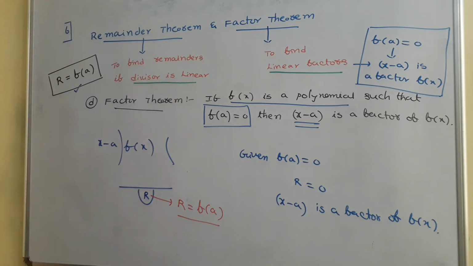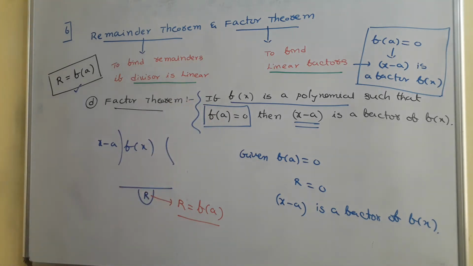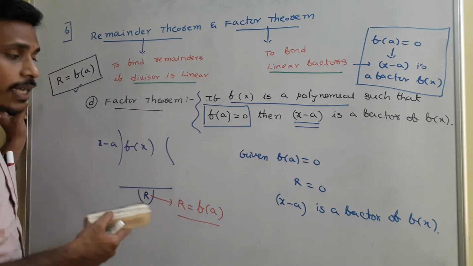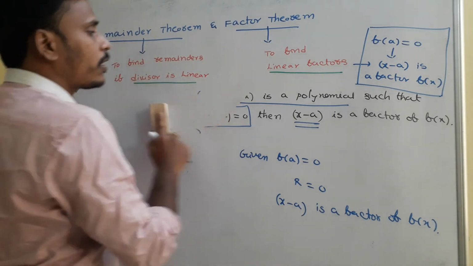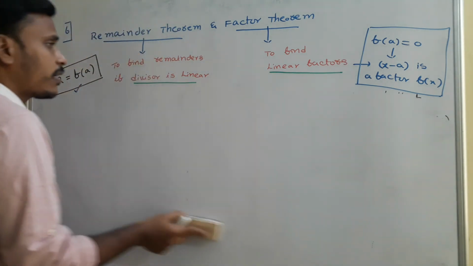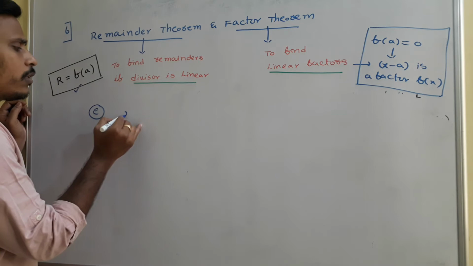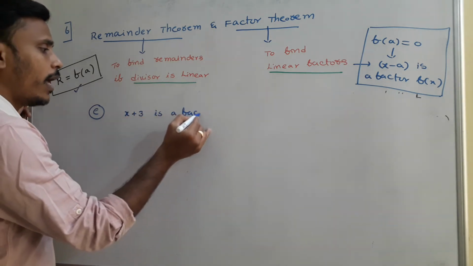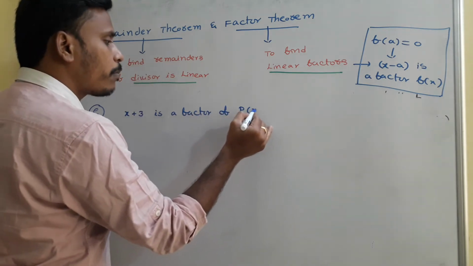So I will erase it and I will discuss something. Once again I state for you, if f of x is a polynomial such that f of a is equal to 0, then x minus a is a factor. It's just an application of the remainder theorem. But based on this factor theorem we will solve different problems. Okay, I will give you, just have a look. See, x plus 3 is a factor of a polynomial, say some p of x.